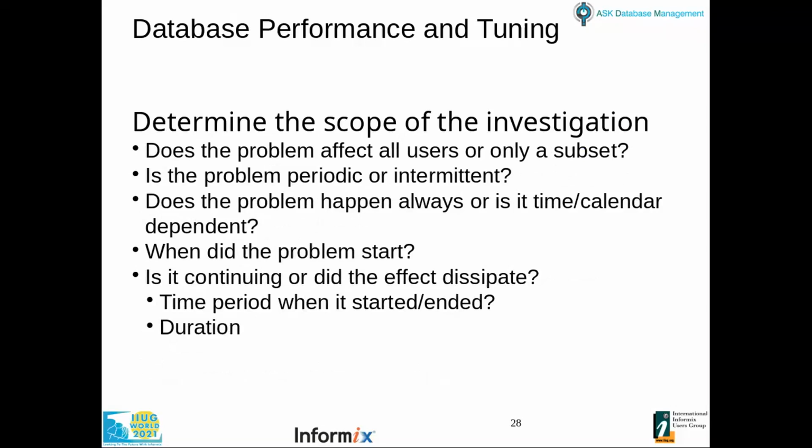Part of determining the scope is who's affected. If only some users are affected, then the problem may not be something in the server, but perhaps something in the application. Is the problem periodic or intermittent? Does it always happen? Does it only happen at 3 in the afternoon?